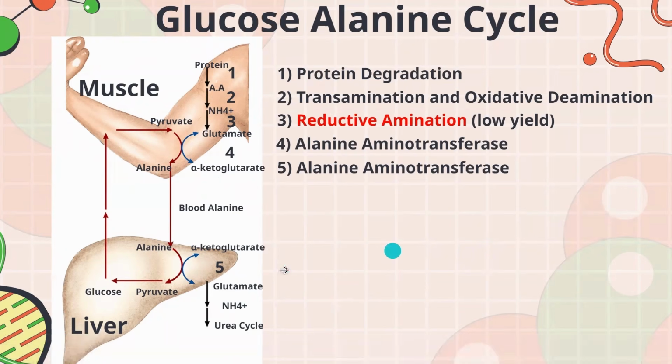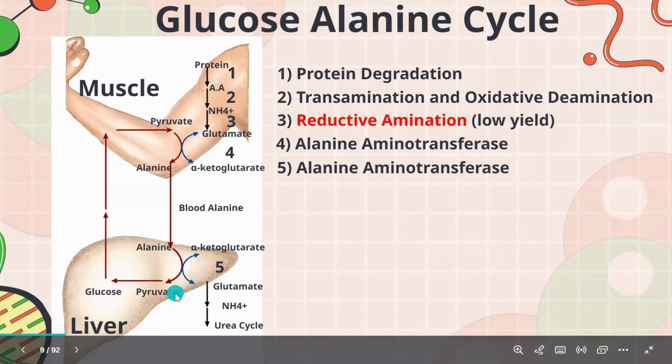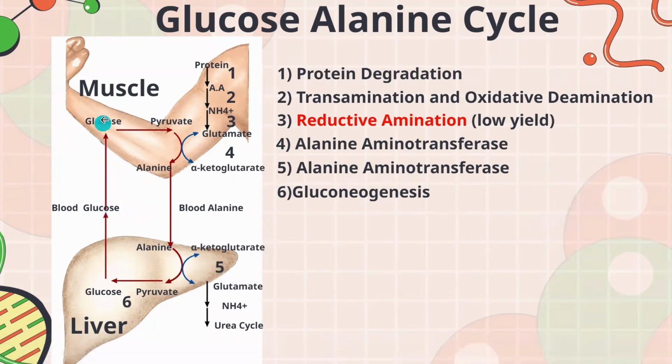So what happens afterwards? We want to regenerate all of this. Pyruvate will form glucose, through gluconeogenesis, obviously. Then glucose will travel as blood glucose. This is familiar. Then it's going to end up as glucose in the muscle, where it will undergo glycolysis to reform pyruvate. And that's about it.